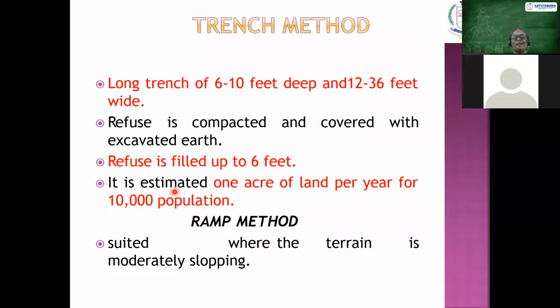But you can estimate 1 acre of land per year. 1 acre, you all know, is 100 cents. When you multiply by 450, just imagine how many square feet of land is used for the population. The ramp method is mainly used in terrain that is moderately sloping.